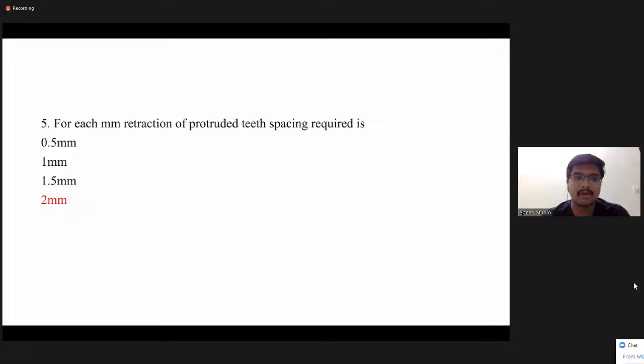Here the question is, for each millimeter of retraction of protruded teeth, spacing required will be 2 millimeter, equally distributed for all the 4 incisors. So here the question has no specificity about the number of incisors that are going to be retracted. If the question is more specific about the number of teeth requiring retraction, then you will have to divide the 2 millimeter by the number of teeth that is being asked. Here, there is no mention of the number of incisors. If the question is about the retraction of all the 4 incisors, the answer that would be best to choose will be 2 millimeter.